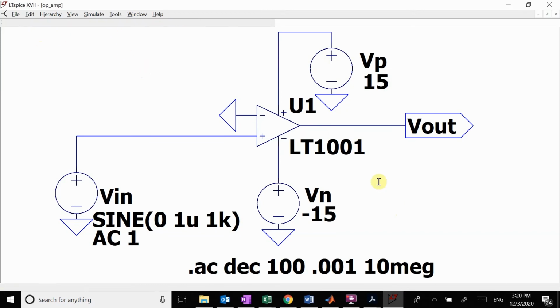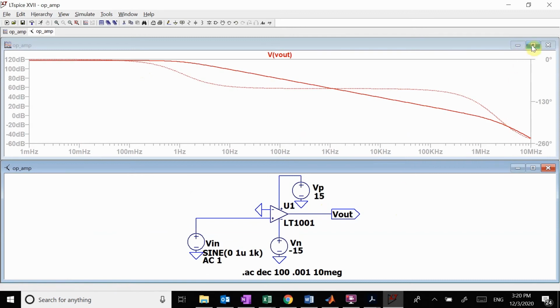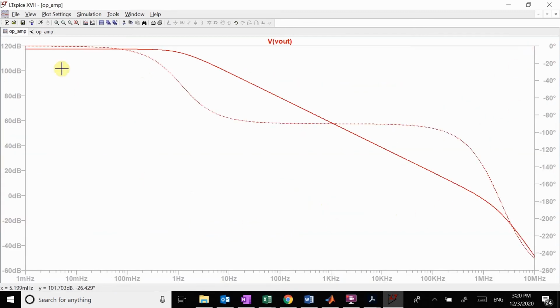So we run this and we plot this signal. Okay, so let's look at this signal. So this red one, the solid one, is our gain. Okay, and the first thing that we want to look at is stability.